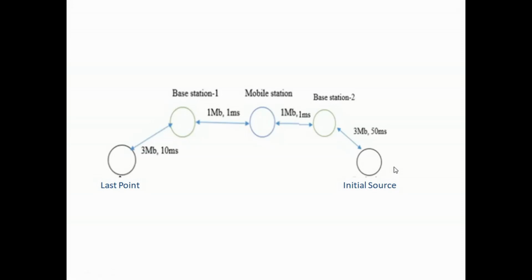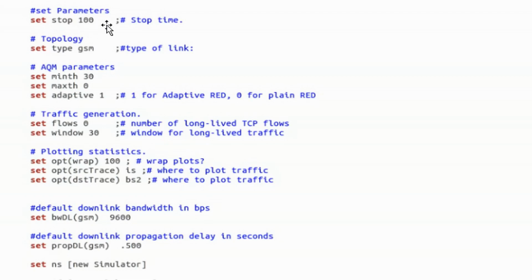Now let us see the code on how to implement this. Actually in NS2 we have many predefined functions. It's actually simple to implement GSM in NS2. Let us see the code. Set stop 100. Here I am setting the stop time, which means we will be completing the simulation in 100 seconds. Next, setting up the topology, set type GSM.